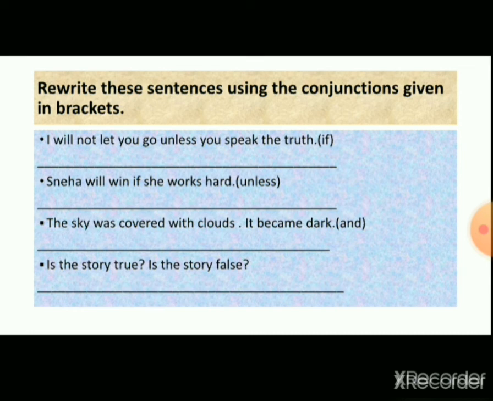Look at the next one. Snega will win if she works hard. Yes, here they have given the word if. So you have to make a sentence by using the word unless. Look at the third one. The sky was covered with clouds. It became dark. Yes, here you have to use the word and rewrite the sentence.